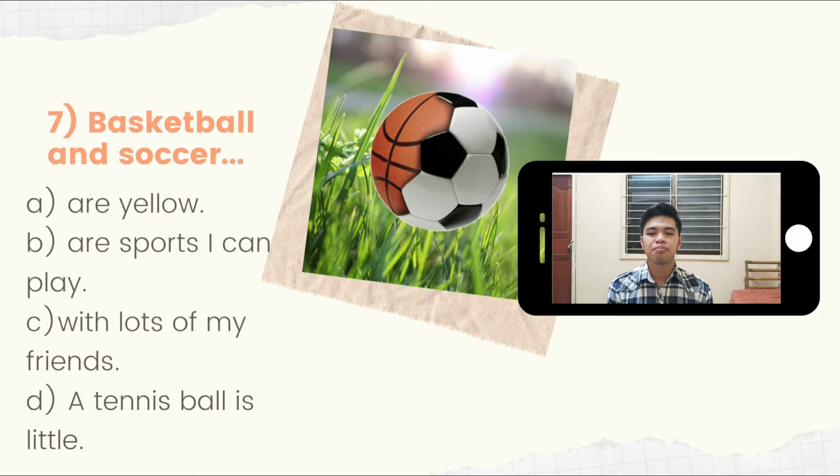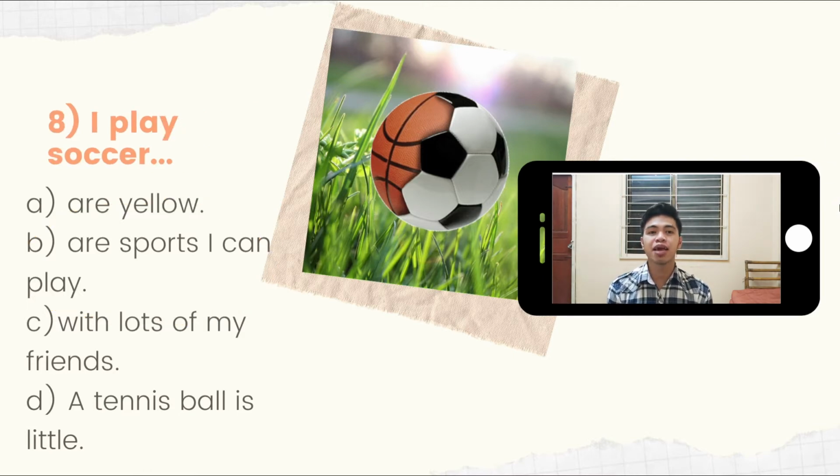Number 7. Basketball and soccer blank. Is it A, are yellow, B, are sports I can play, C, with lots of my friends, or D, a tennis ball is little? What is it? Of course, the correct answer is letter B. Are sports I can play. Basketball and soccer are sports I can play. Do you play basketball and soccer? Okay, so let's go to number 8.